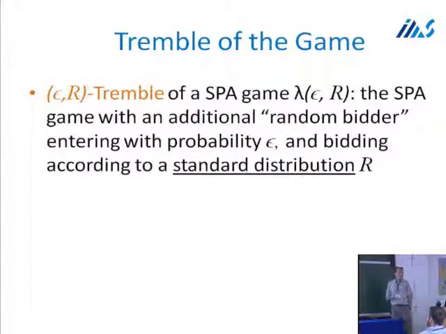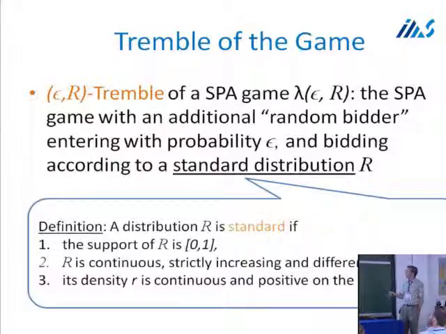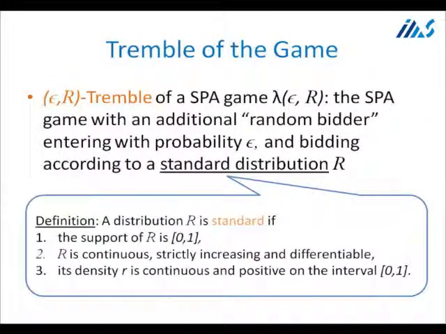And now we define this Tremble. This Tremble of the game is actually the same game in which we have this random bidder that appears with probability epsilon and is bidding according to this distribution R. And you can think about R as a uniform distribution. It's a nice distribution that has full support and differential and everything.